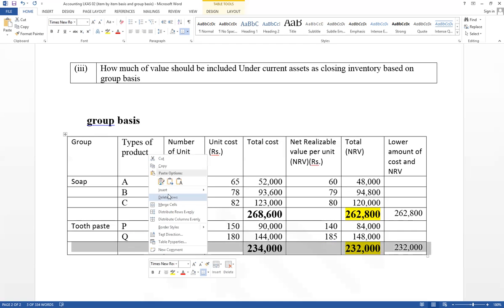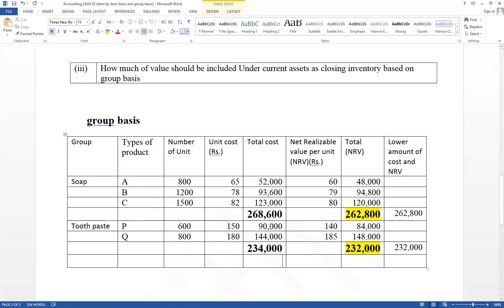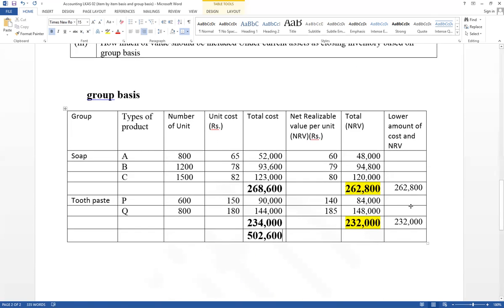Now think about the total cost value that should be included under the cost of sales calculation. The total cost value equals 268,600 plus 234,000. Therefore, the total cost value does not change: 502,600. On an item by item basis it is also the same value. But the financial position should include the lower amounts. The soap lower amount equals 262,800 and the toothpaste lower amount equals 232,000. Their total is 262,800 plus 232,000, therefore 494,800.